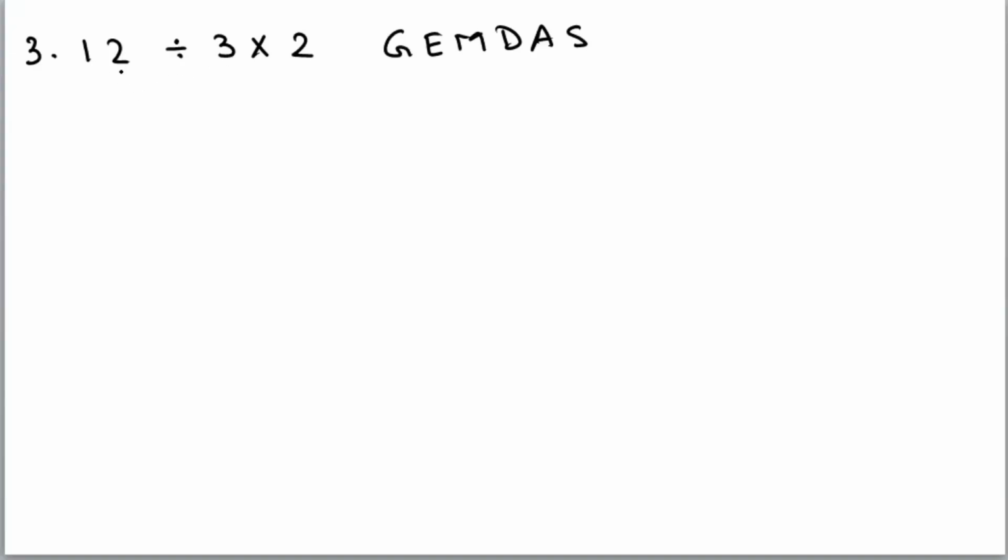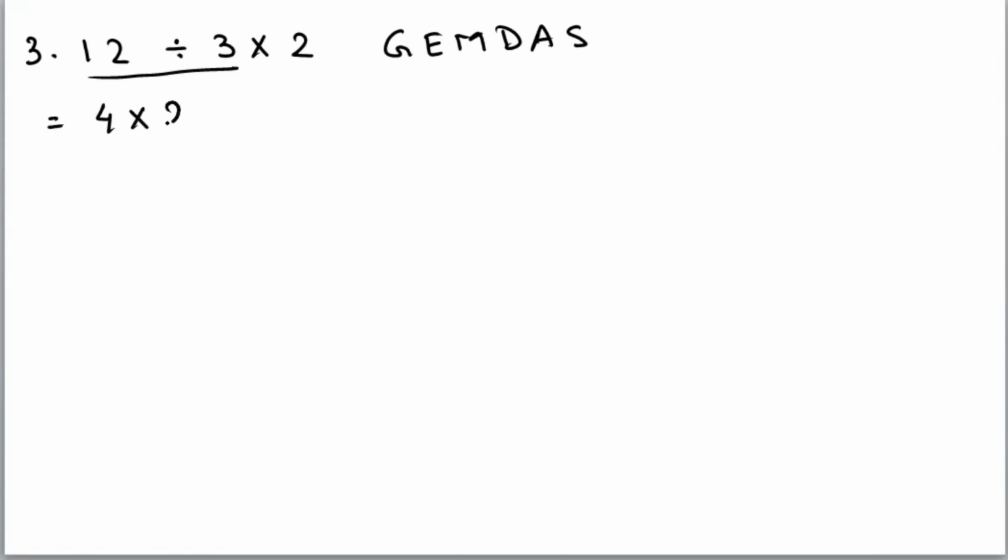Here, the division comes first. 12 divided by 3. So what do we have to do? We have to do the division first, not the multiplication. Always remember this one. We have to do the division and multiplication left to right. So here the division comes on the left side. It means the division will be done first. So 12 divided by 3 will be 4.